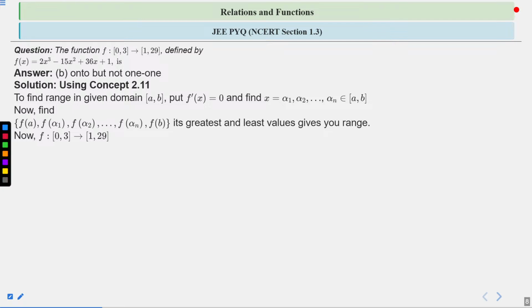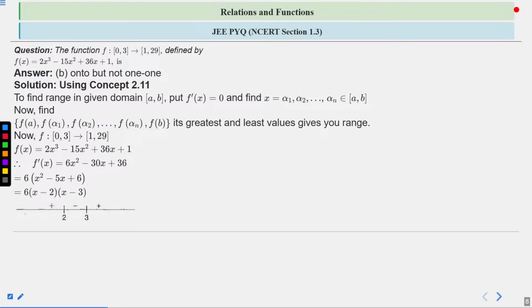Now f is defined from [0, 3] to [1, 29], and f(x) = 2x³ − 15x² + 36x + 1. When you differentiate this, you get f'(x) = 6x² − 30x + 36. Taking 6 common, it is 6(x² − 5x + 6), so 6(x − 2)(x − 3). On the number line, the sign will be plus, minus, plus.